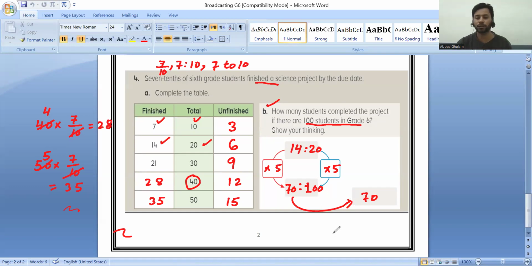So this is all for today: how we can complete the table with the given ratio, and sometimes there are missing numbers, then how we can find them. I also explained in this video how we can use part to part ratio to complete a table, and also if there is a given total number of students, then how we can find how many students are part of the total.